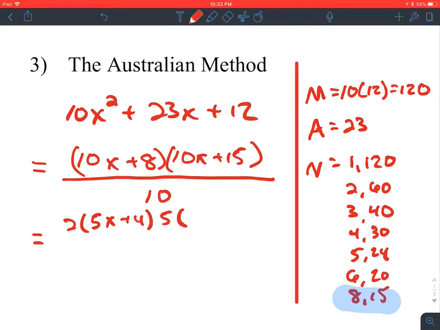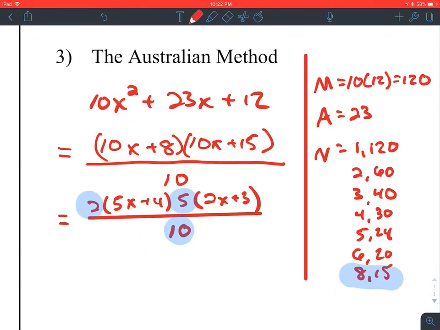GCF of the second binomial is a 5, leaving us with a 2x plus 3. This is awesome. I am so excited. We end up with a 2 times a 5 on the top and a times 10 on the bottom. The Australian method is going to make the 2 times 5, which is 10, cancel with the 10 on the bottom, and we get these two binomials, 5x plus 4 and 2x plus 3. Done! The Australian method, because we put a number down under.